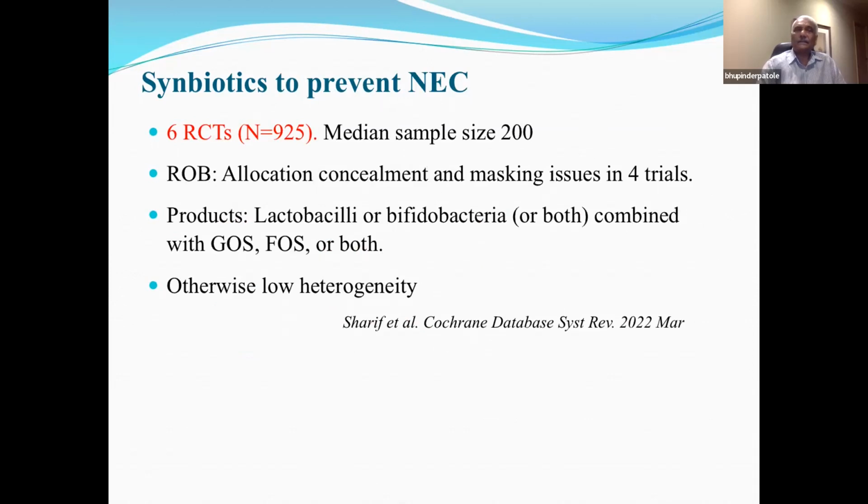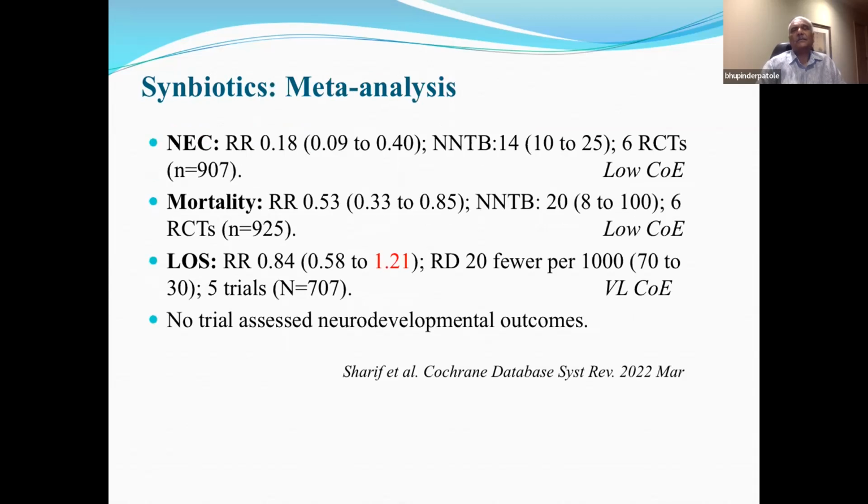So basically, it is hardly any significant data for us to say what the effects of symbiotics are on NEC, but this is what the data is: they reduce the risk of NEC, all-cause mortality, late onset sepsis, but again it hit 1.21, so we can't comment on any significant benefits as such.